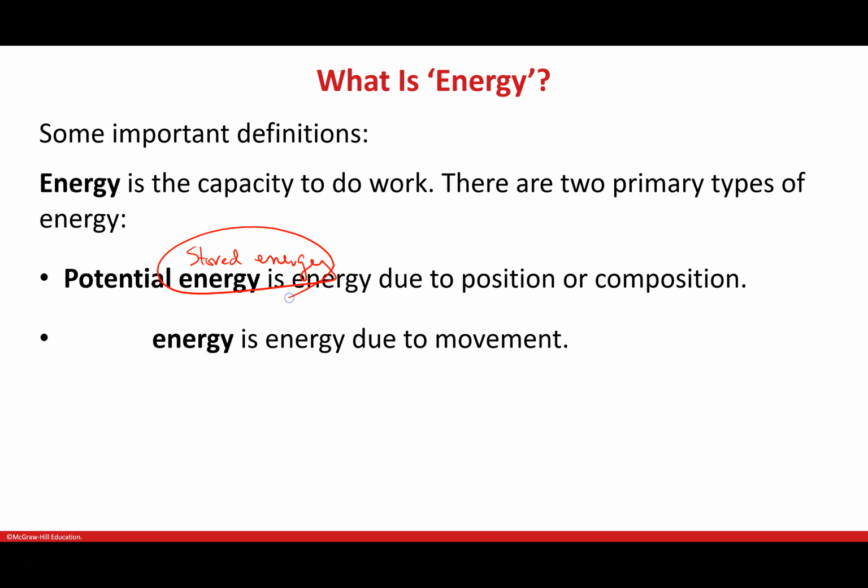An example of potential energy is when you need to mow the lawn and you go to the gas station and fill up your gas tank. As that fuel is sitting in your tank, that's potential energy, not doing anything. It's stored energy. The other one is kinetic energy. This says movement, but I think of kinetic energy as energy associated with motion or movement.